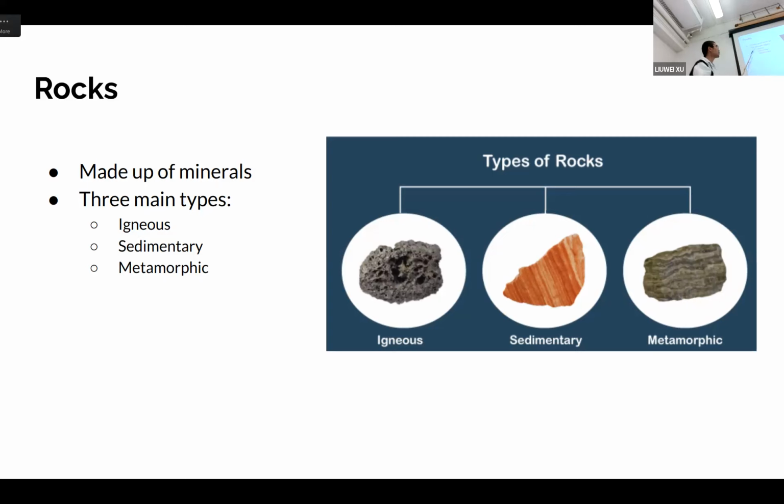According to the formation process of rocks, we can divide them into three main types. The first one is igneous rock. The second one is sedimentary rock, and the third one is metamorphic rock. The igneous rock is what we are going to show in today's lab, and the sedimentary rock we are going to talk about in more detail in next week's lab. Metamorphic rock is a more complex one. You are going to learn that in the week 8 lecture, but we are not going to do labs on that.